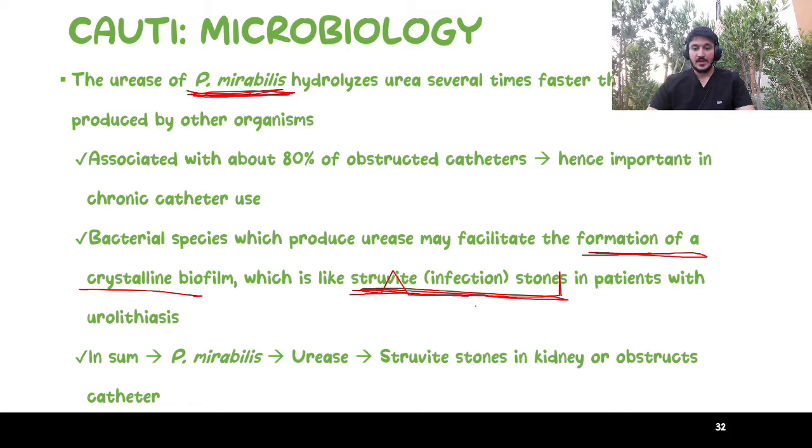This stratified stone will lead to what? Obstruction of the catheter. So, to put it in summary, Proteus mirabilis is important because it has high urease activity. This high urease activity will lead to more stratified stone formation. Stratified stone formation will lead to obstruction of the catheter.